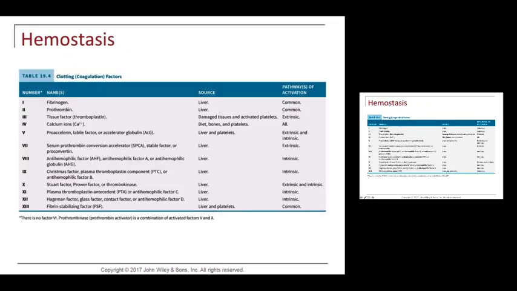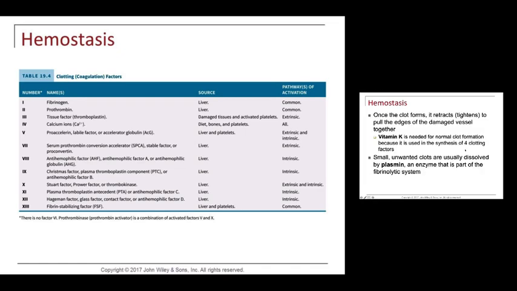So you can see that some of the clotting factors that are involved here, you have fibrinogen, the source, the liver produces it. Prothrombin, again, the liver produces it. Calcium, it comes from the diet, it comes from the bones, comes from platelets. Then we have Christmas factor, interesting name, also produced by the liver. And this just tells you if it's the extrinsic or intrinsic pathway that it's used.